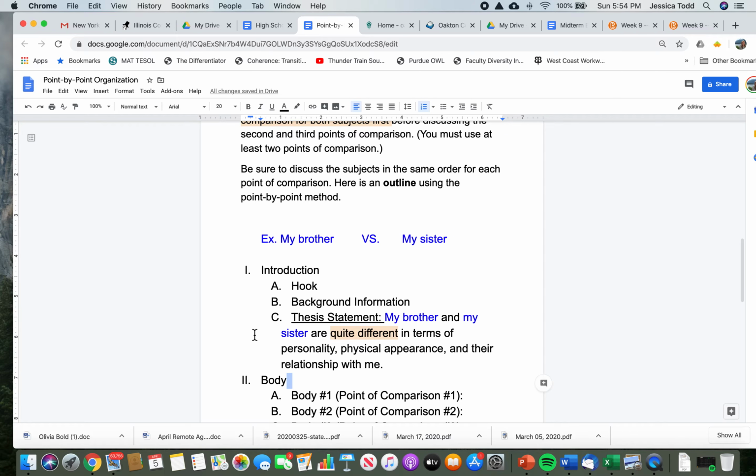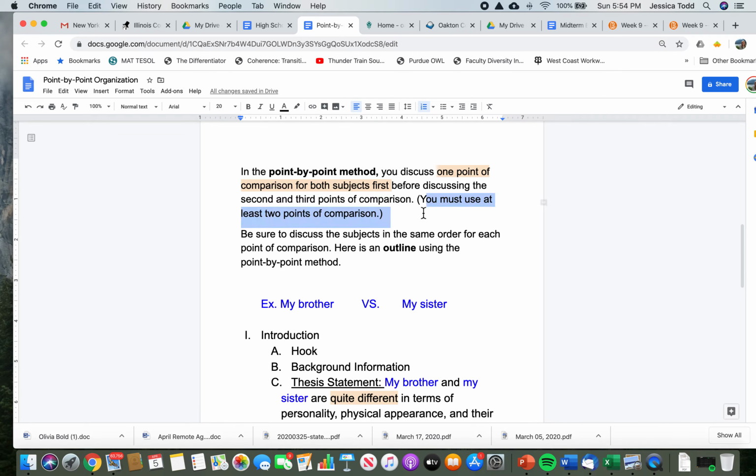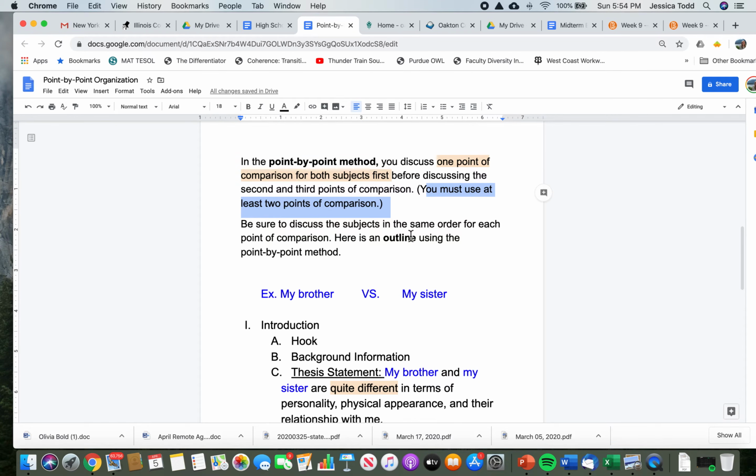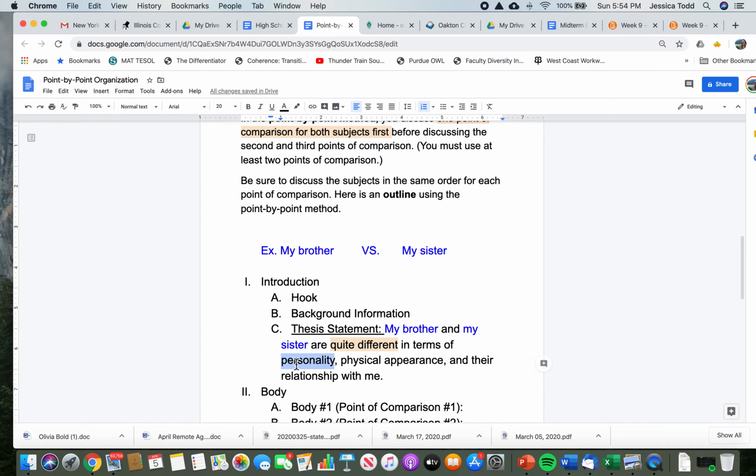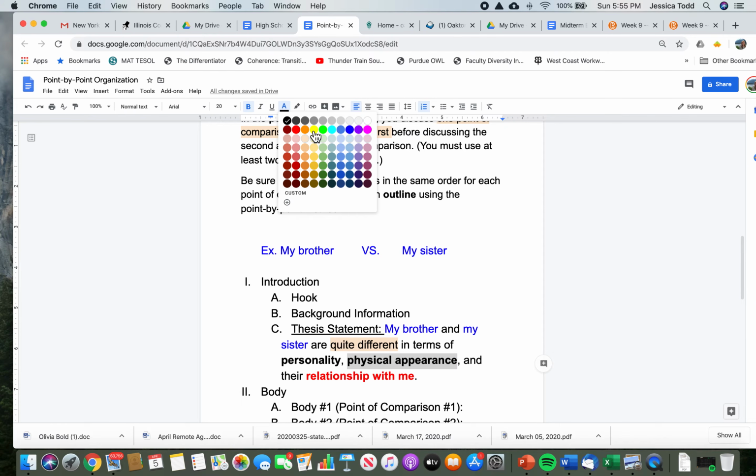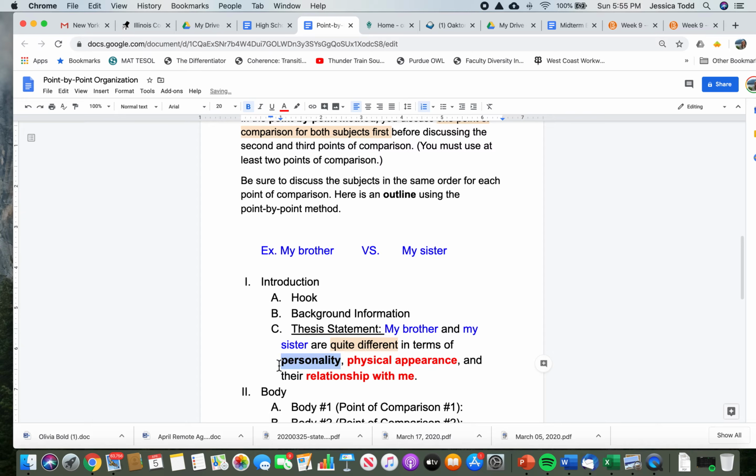And then third, it needs to tell my 3 points of comparison, right? This says you must use at least 2, so 2 or 3 points of comparison, okay? So yes, I have personality, that's number 1. Physical appearance is number 2. And of course, their relationship with me, that's going to be number 3. So I think this is a great thesis statement. It's very strong because it has all of these things. The subject, similar or different, and it also has the 3 points of comparison, which I've now put in red. Okay, so high five to me. I did a great job.